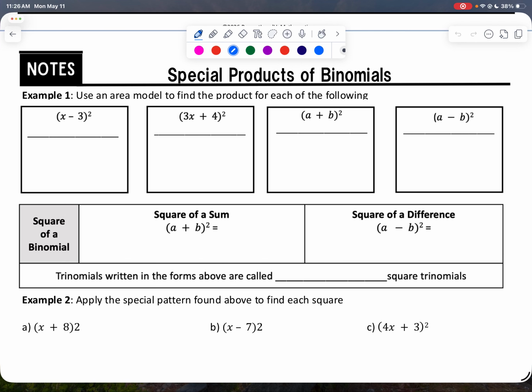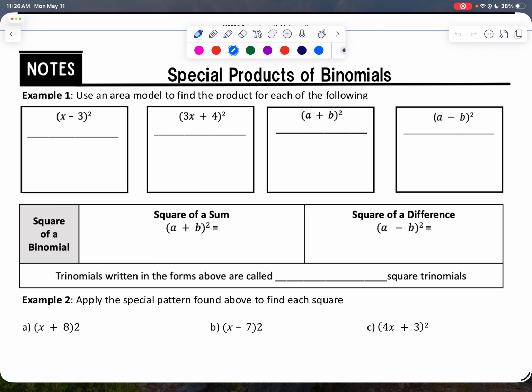In today's lesson, we're going to look at special products of binomials. Now, in mathematics, there are some multiplying patterns that occur so often that mathematicians have created some shortcuts that we can use when multiplying these special patterns.